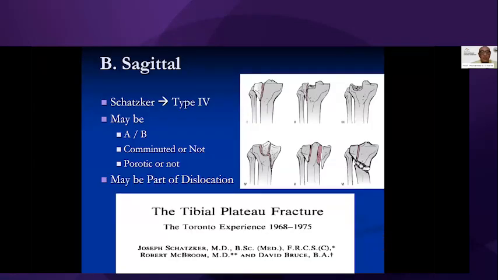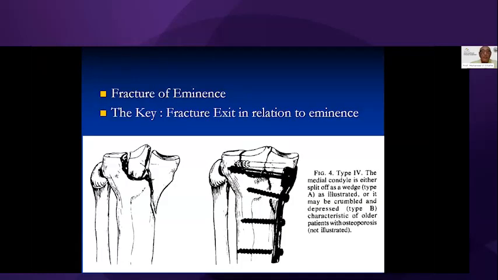Coming to the sagittal fracture, which is the other side of the lateral tibial plateau fracture described by Schatzker and colleagues. Schatzker described this as a type 4 fracture, fracture of the medial tibial condyle, but in a rather confusing way. They subdivided this into A or B, whether it is comminuted or not, whether it is porotic or not, and it may be part of a dislocation, and it may fracture the eminence. However, the key is the fracture exit in relation to the eminence.